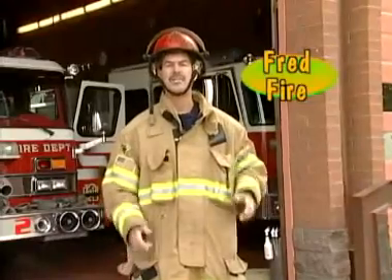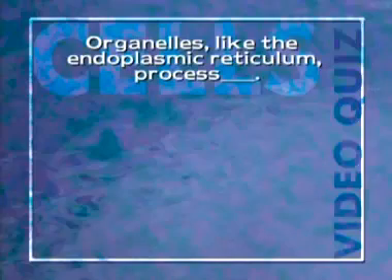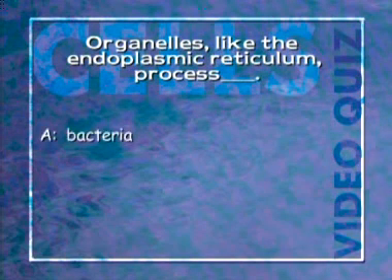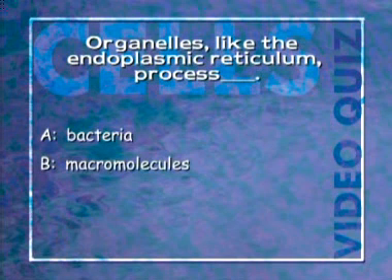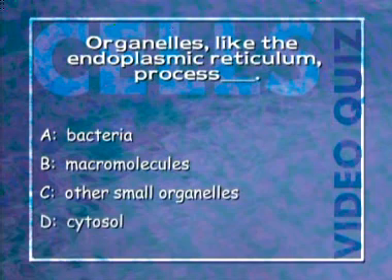All right, let's stop, drop, and roll your way to this next question. Question 6. Organelles like the endoplasmic reticulum process A, bacteria, B, macromolecules, C, other small organelles, or D, cytosol. Great job. Now remember that phrase and write down your answer.